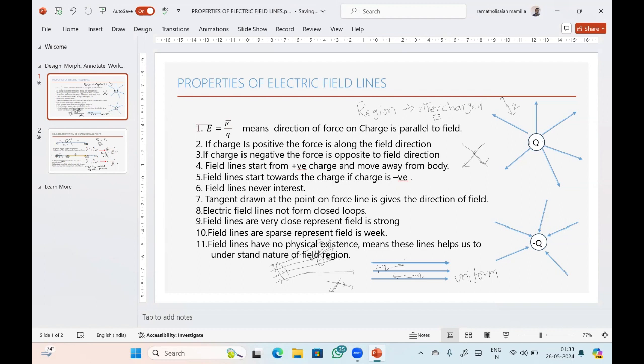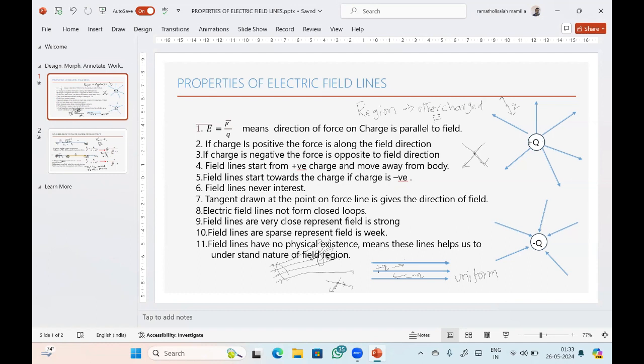So here, for example, a positive Q charged body is there and a negative charged body. Around this there is some region, depending on the charge, where another charge experiences force. So that region is called electric field. So electric field is defined as force on charge by Q, or F equal to qE.